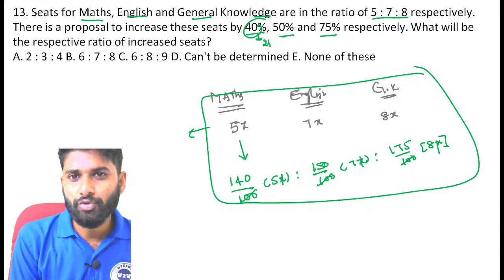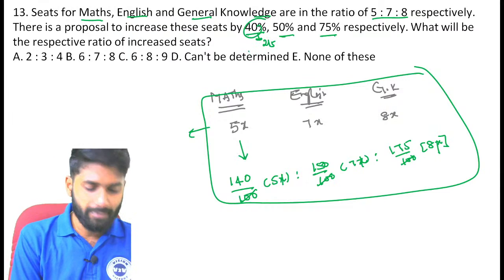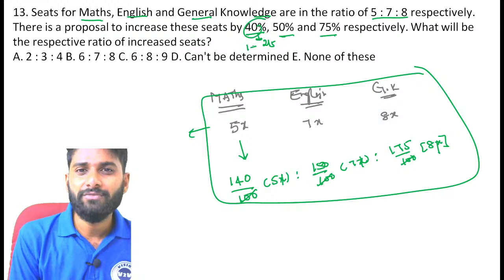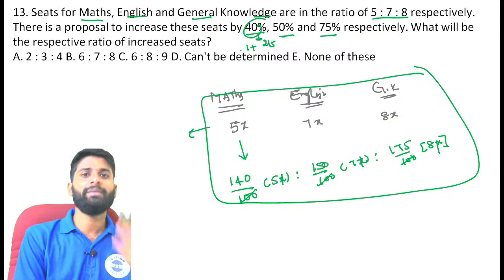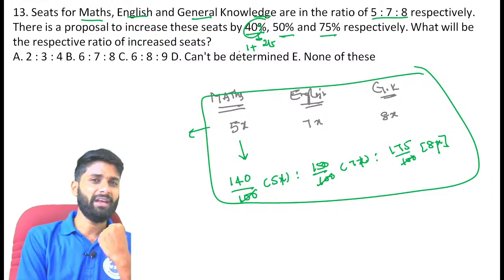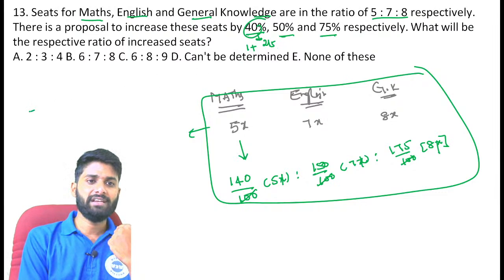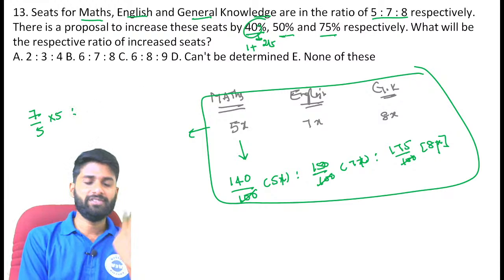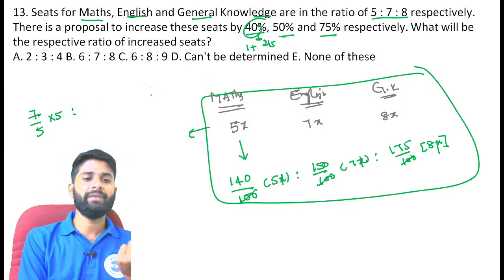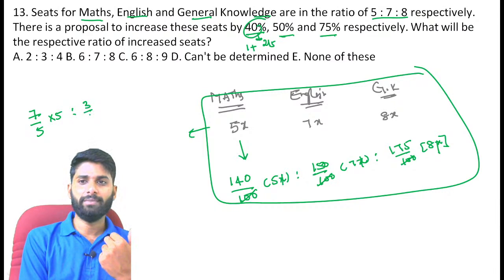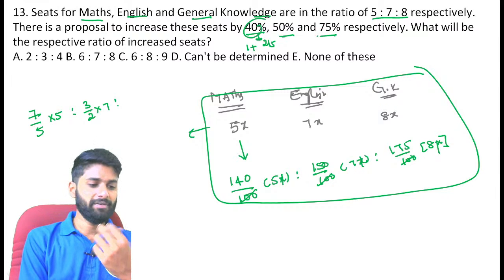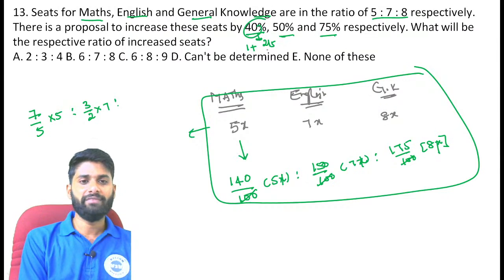40% value, we know that is 2 by 5. So 2 by 5 means we should compare with the previous, no? So 2 by 5 means we should add 1, because you just assume that previous quantity is equal to 100%, in terms of fraction is equal to 1. Now the total value becomes exactly equal to 7 by 5th of 5, which is 7. Now 50% is equal to 1 by 2 compared with the previous one. So 1 plus 1 by 2 value becomes 3 by 2. So 3 by 2 of 7. And next value, see, 75% means 3 by 4, 3 by 4 plus previous one, the value becomes 7 by 4th of 8.